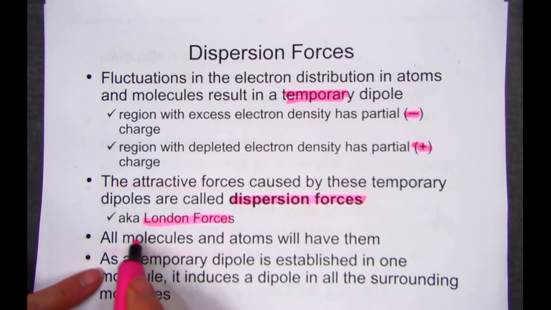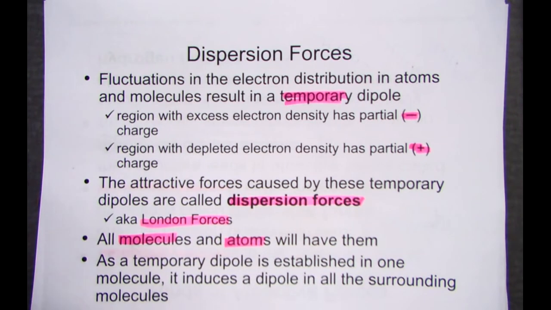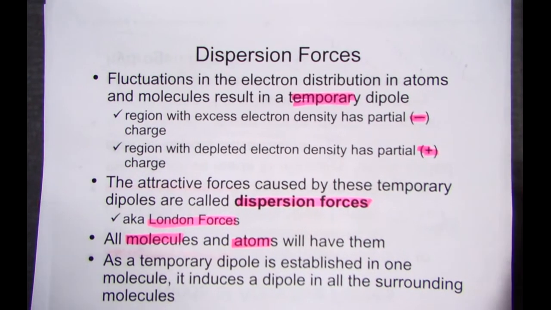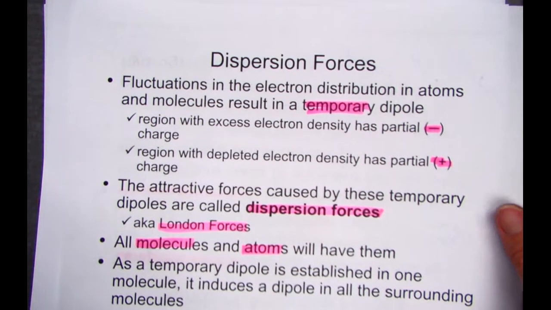Every molecule, every atom will always have the ability to produce a dispersion force. A temporary dipole is established in one molecule as it induces a pole in all surrounding molecules. Every atom and every molecule, if it becomes so close to another, can temporarily create a region of positive and negative. A dispersion force manipulates electron density temporarily.